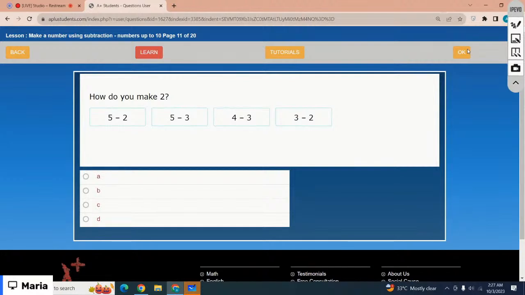The correct option is... very good. 5 take away 3 is the correct option. That is the only option that makes 2, right? The second one is the correct option.